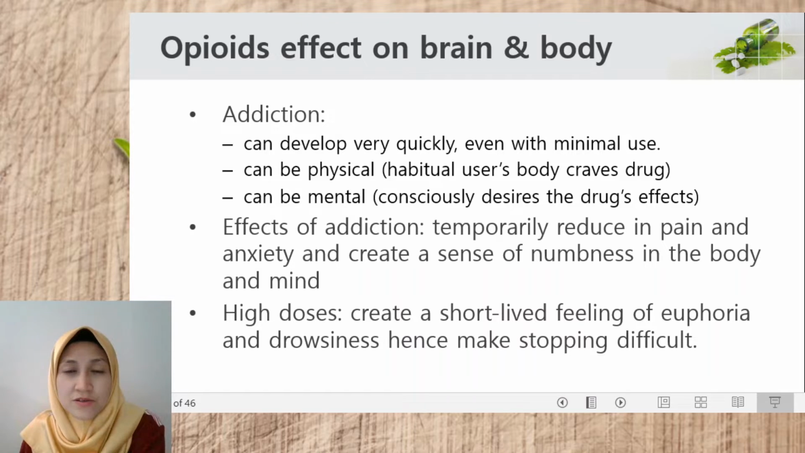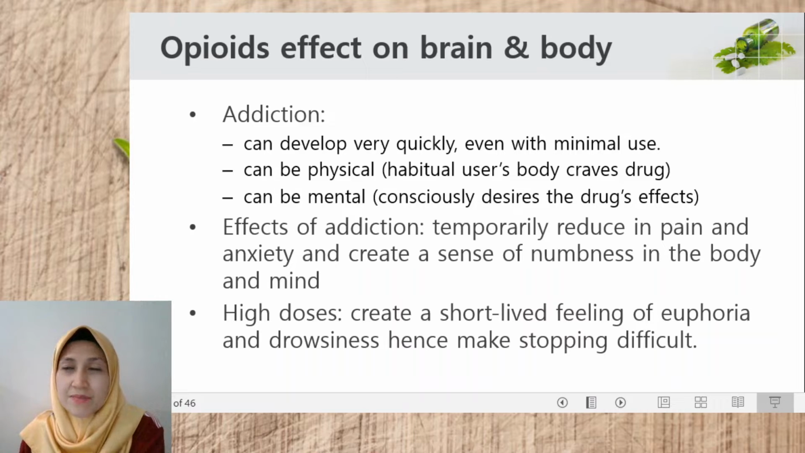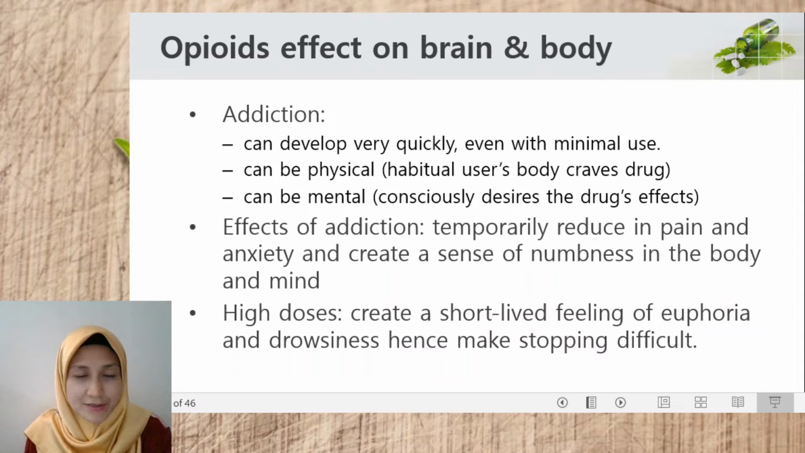The users can also have mental addiction, meaning that they are craving that drug. They consciously feel that they need to use the drug. The effects of addiction can temporarily reduce pain and anxiety and create a sense of numbness in the body and mind. So they might not feel the sense of consciousness. They might not behave like themselves. They might also sense the stimulus around them differently from normal people. In high doses, it will create a short-lived feeling of euphoria. So it's hard for them to stop taking it because they want to continue feeling that euphoria.